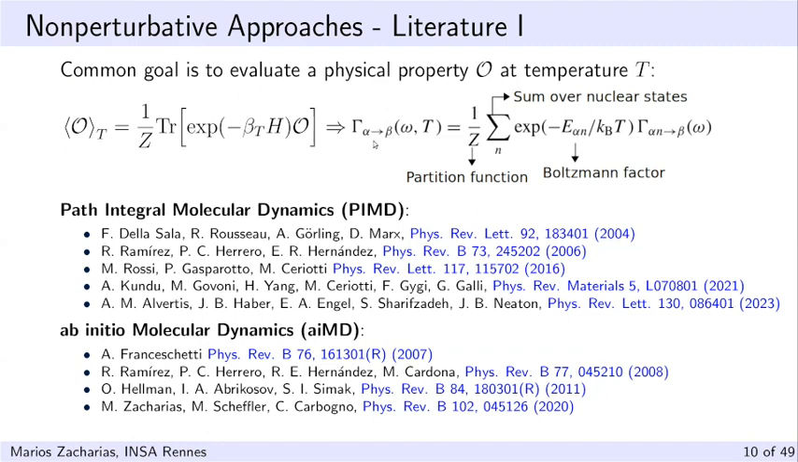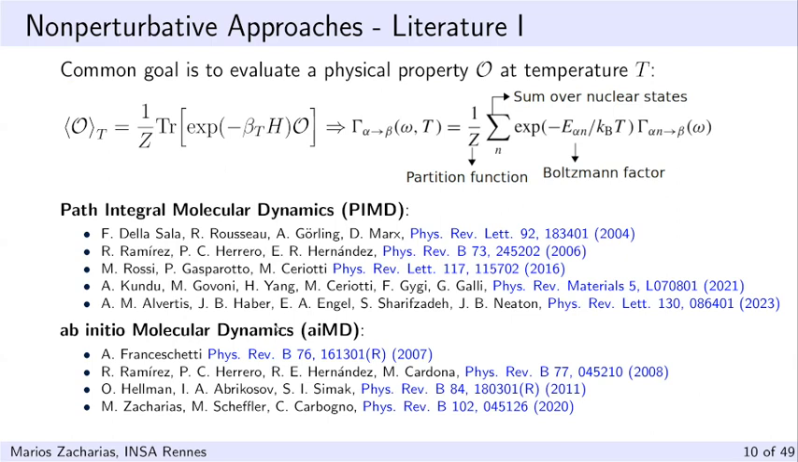One can use, for example, path integral molecular dynamics, which are actually very sophisticated methods relying on the Feynman's path integral representation of quantum mechanics. But these methodologies are quite expensive, and they have been applied only for the case of a few small molecules.